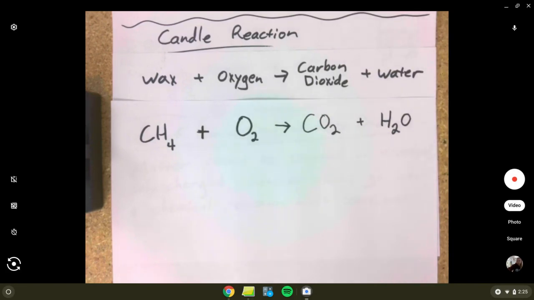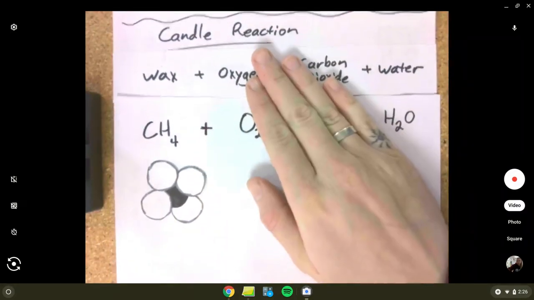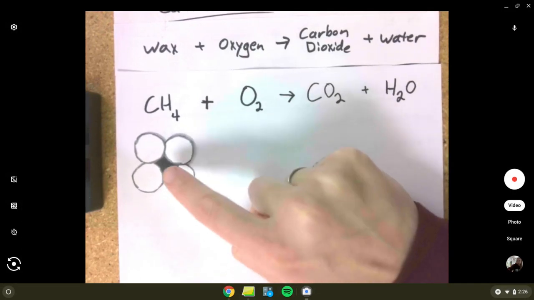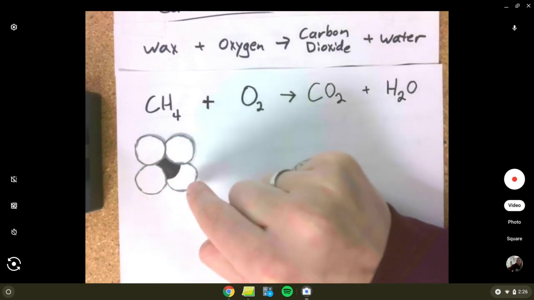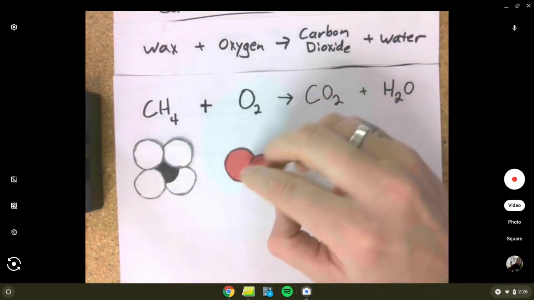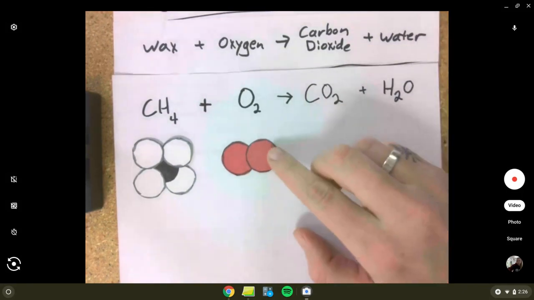Now, what I'm going to do is illustrate these molecules with these little paper circles. So this one is CH4. The C's I'm representing with black circles. The H's I'm representing with white circles. And then you'll see here's an O2. The O's are represented with red circles. Okay. If you have colors, great, you can use them.